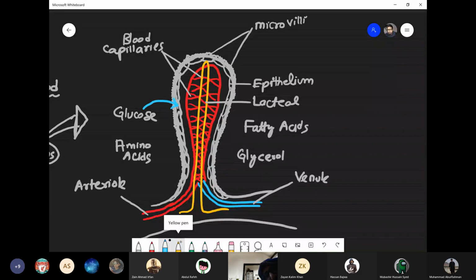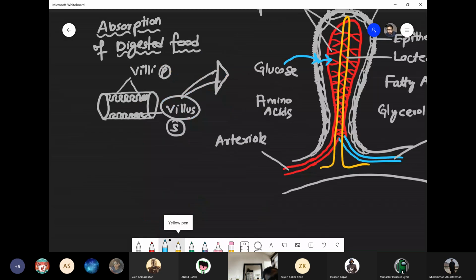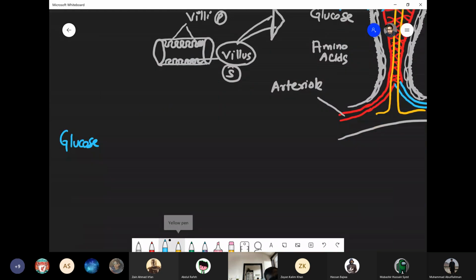First of all, this glucose will be absorbed into the epithelium. Remember, these things do not go into the blood directly. First of all, this will be absorbed into the epithelium. And then from the epithelium, it will go into the blood. So boys, let's mention over here that glucose first goes where? Into epithelium, and from epithelium it goes into blood capillary. Understood, everyone?